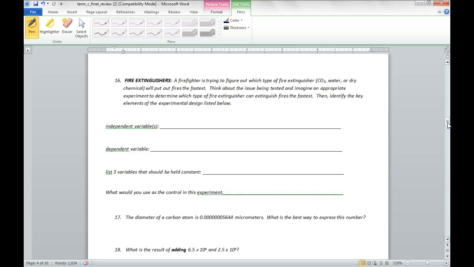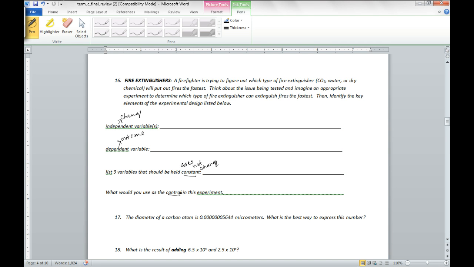Next one's going to be the independent and dependent variables, and what that is. The dependent variable is going to depend on what we change in the independent variable. So the independent is what we change, and the dependent is the outcome of the change. Remember, constants are going to be anything that does not change. And then a control, we'll talk about that when we get there.